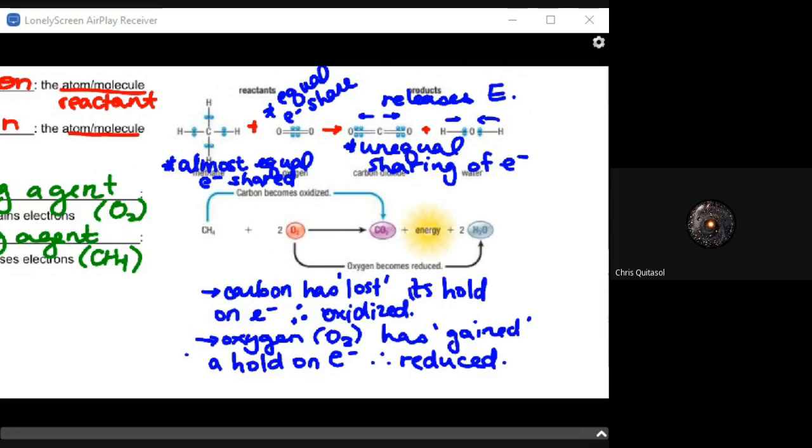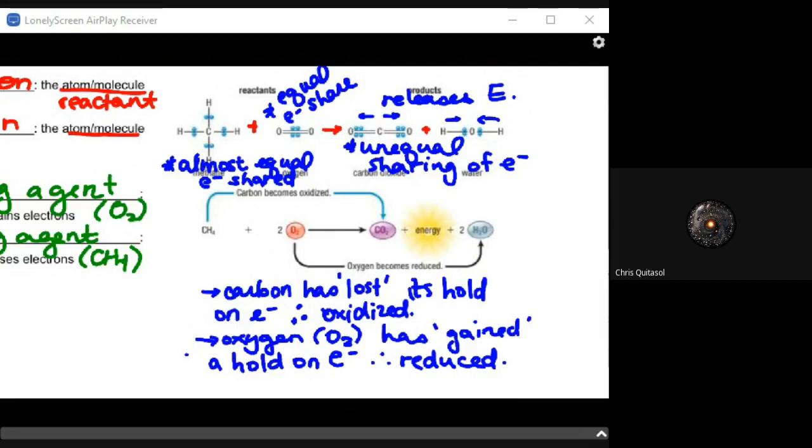So carbon has lost its electrons and it's lost that hold on electrons. So therefore it's seen as oxidized. Oxygen has gained electrons, and is therefore seen as reduced. And because oxygen is gaining electrons and pulling them closer towards its nucleus, it's changing energy levels, and as a result of that energy level change, it is releasing energy out.